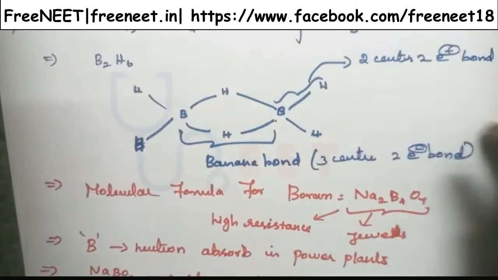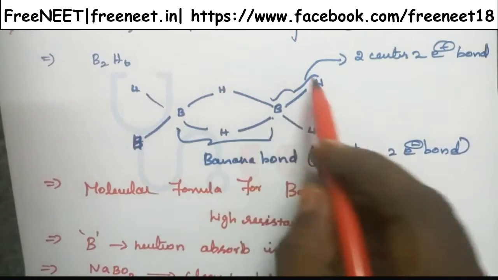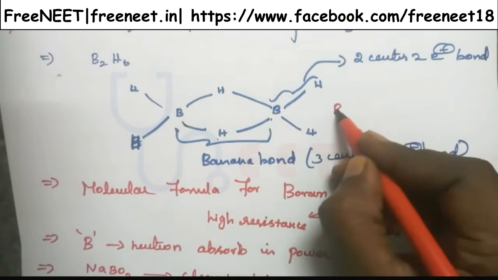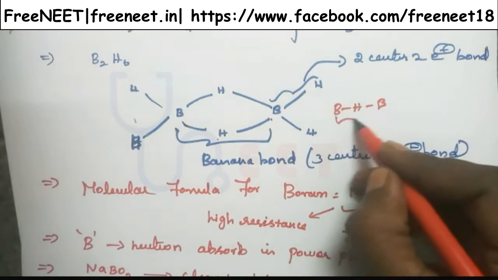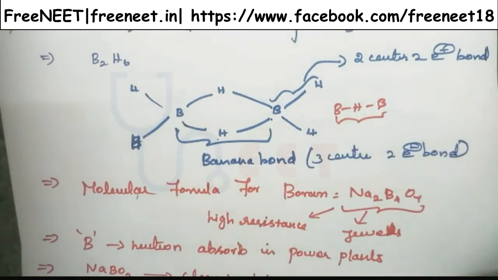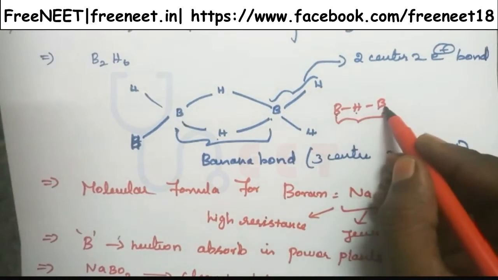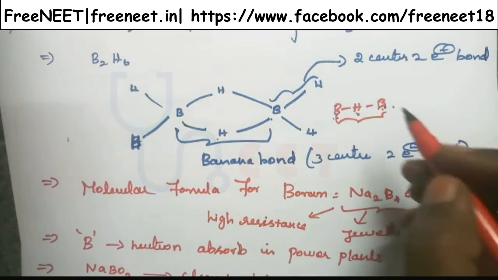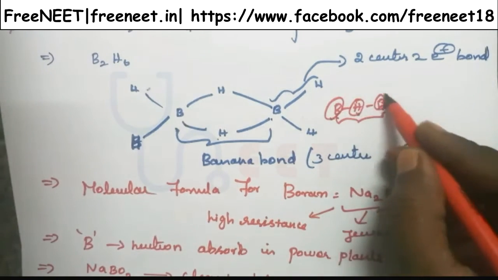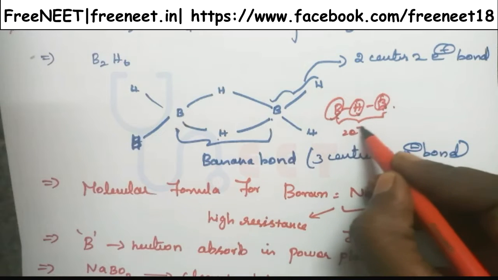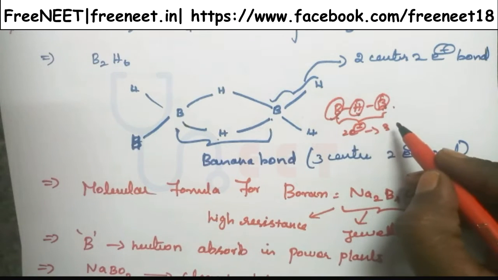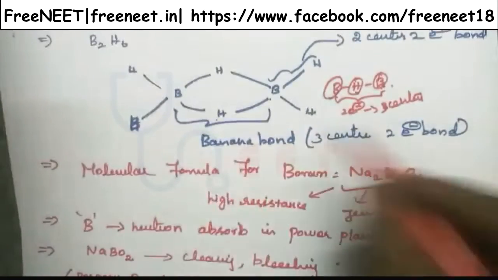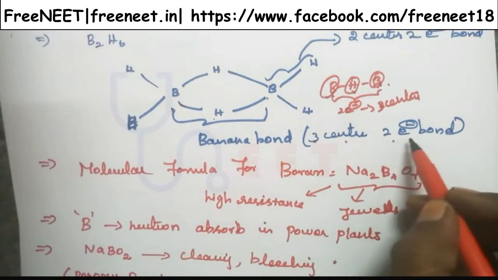Especially, borane forms diboranes. This is an example of diborane. This diborane contains B-H-B bonds. This bond is called a banana bond because here three centers are there: boron, hydrogen, boron. These are all three centers, three elements are there, so we call it three centers. Three centers share, but here only 2 electrons form a sharing between 3 centers. So this bond is also called a 3 center 2 electron bond.